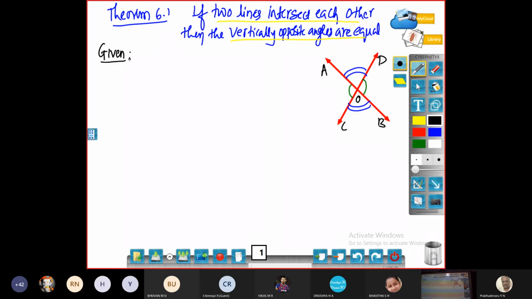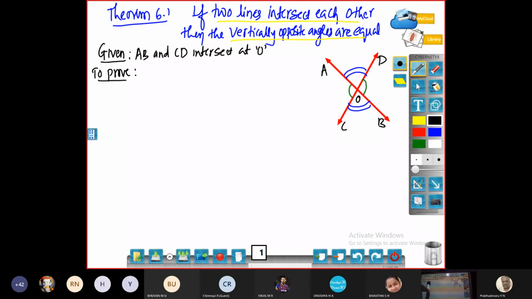As per the statement, two lines intersect each other. Which are the two lines? AB and CD intersect at O. So this is given. What do we have to prove here? See the conclusion. We have to prove that vertically opposite angles are equal.